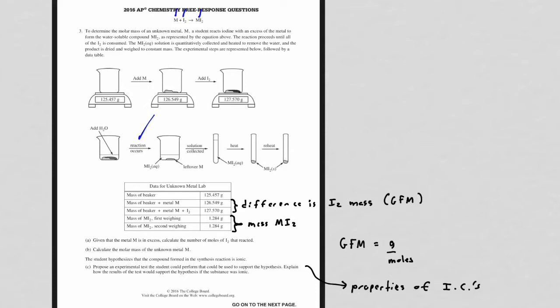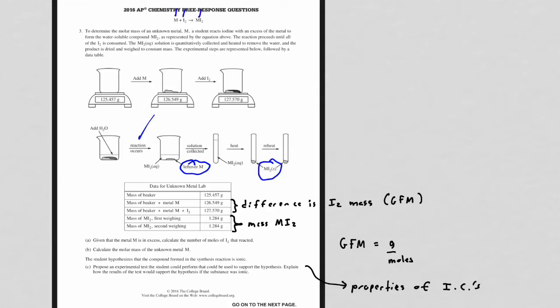All right, and what they show down here is they show leftover M. So what they're saying here is that M is the excess reagent. So all the iodine reacted, okay? And then what they do is they collect the solution either by filtration or by decanting incredibly carefully, and then they heat it and the water evaporates and they collect the solid MI2 that's made.